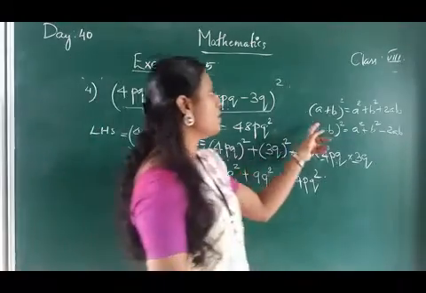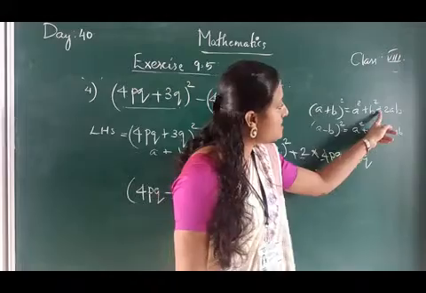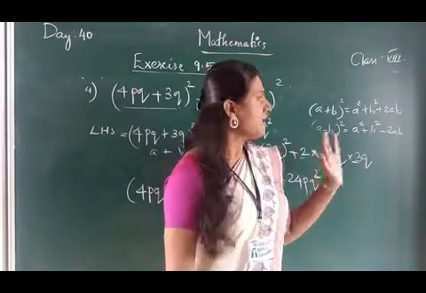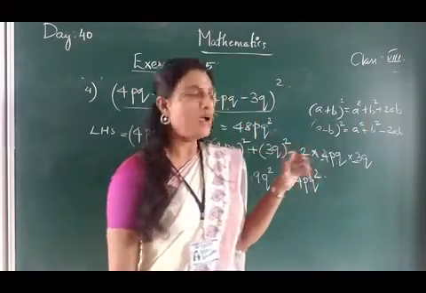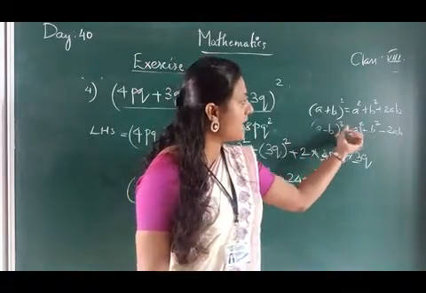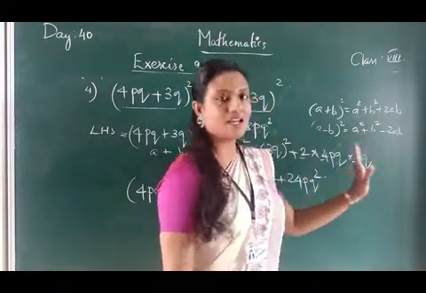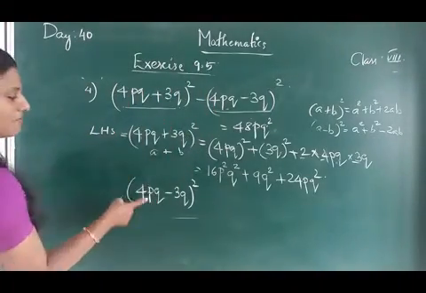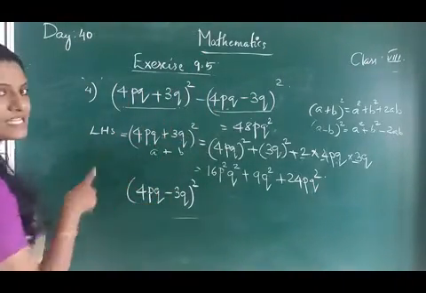What is the difference between a plus b the whole square and a minus b the whole square? This plus and this minus, that's all there is. If a plus b the whole square is a square plus b square plus 2ab, what is a minus b the whole square? A square plus b square minus 2ab. The sign of this 2ab will change. Now listen, a and b here are the same. Only difference is this plus and minus.